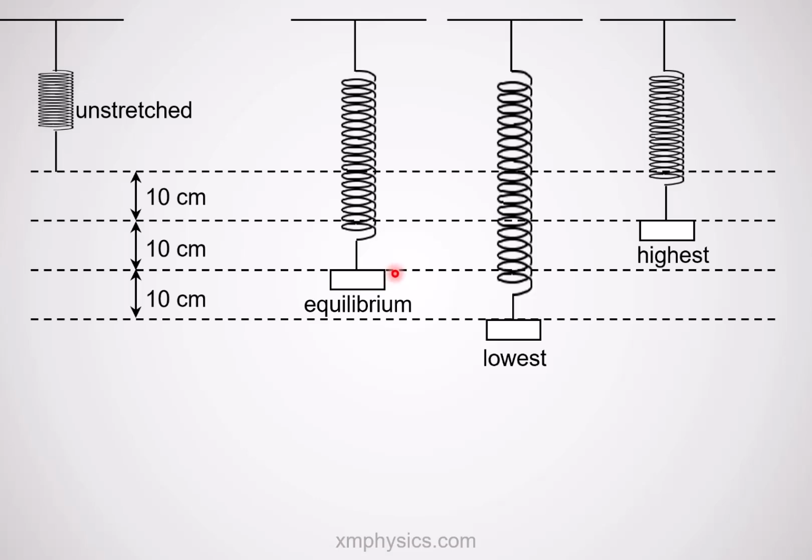If you're talking about the extension of the spring, then at the equilibrium position, the extension is 20 cm. At the lowest position it is 30 cm. At the highest position it is 10 cm.